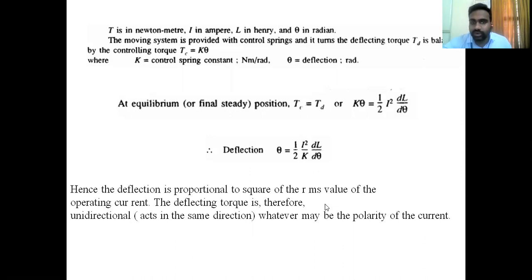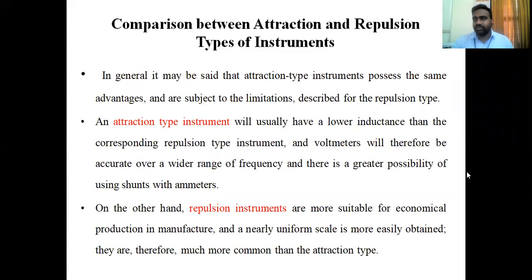Next, we are going to discuss the comparison between attraction type and repulsion type moving iron instruments. In a general manner, if we observe the property of magnetization, there are two types of forces: attraction and repulsion. Like poles repel, opposite poles attract. So attraction is one property and repulsion is another. In the classification of MI instruments also, we classify the instrument into these two types.